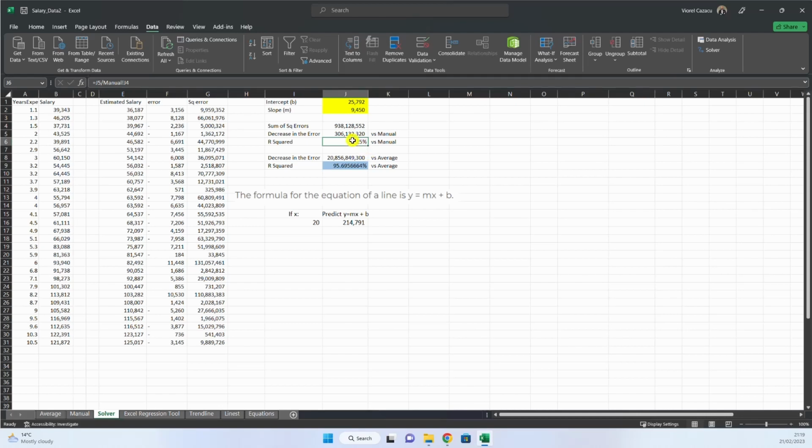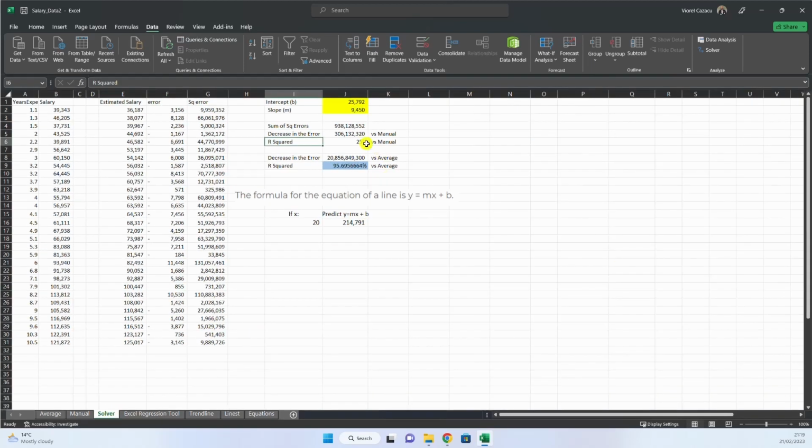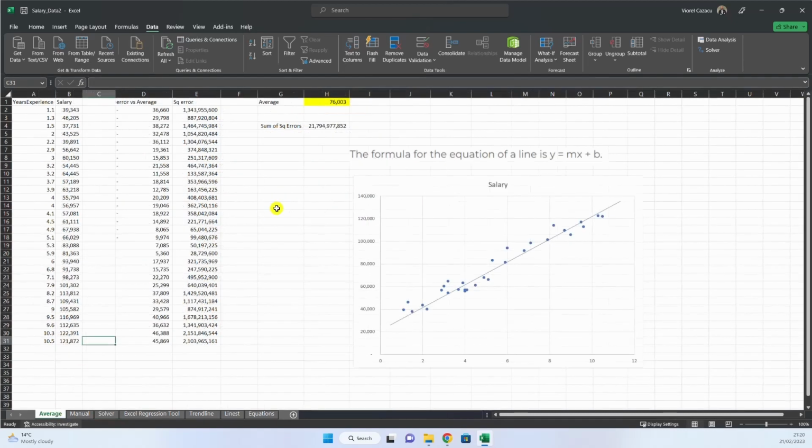It's 25%. So we explained from the manual one 25% of the estimation. This is called R squared, and we will see that in Excel regression we have this calculated here. And now I showed you how it is actually calculated and what is its meaning. Actually, we can calculate the decrease in error versus the average, because the first estimation and the basic one would be to use the average.